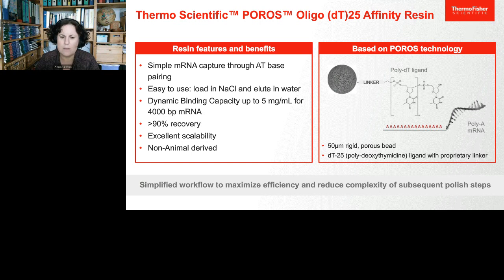The scalability is a very big point for us. As with all our porous resins, they are completely scalable. The bead itself can stand very high pressure, can stand very high volume, and we can produce in high volume. It comes with a complete GMP package with a regulatory support file, so scalability was for us a very important point. That's also the reason why Amtech, whose presentation you saw just before, chose to go on with this resin. And of course, they are non-animal derived.